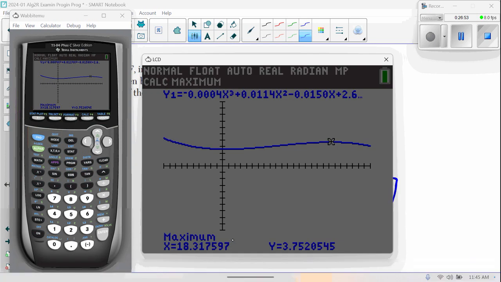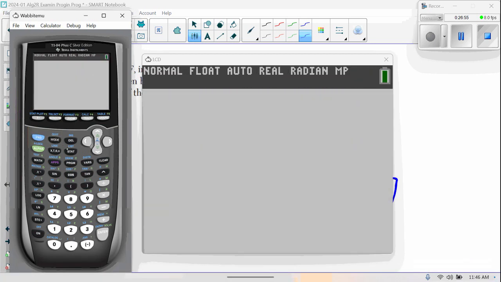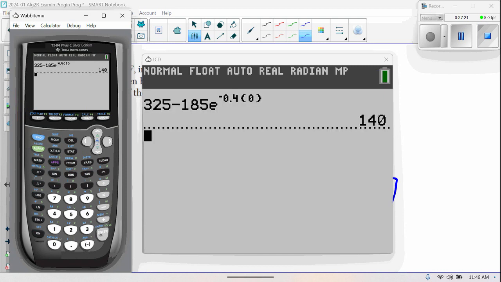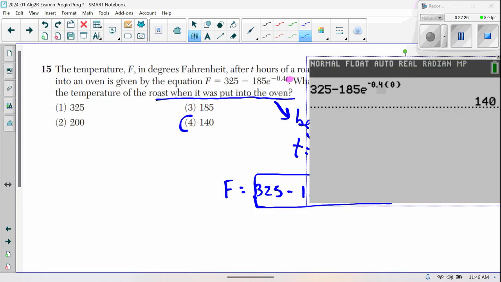We want this screen here. Let's quit here. And we're going to take 325 minus 185. E is above the division sign in blue. Or you could do above the ln where it puts the exponent for you. That's the only difference between what's above ln and what's above blue. Negative 0.4 times 0. That's the answer, 140. Choice 4. I told you 15 was easy.